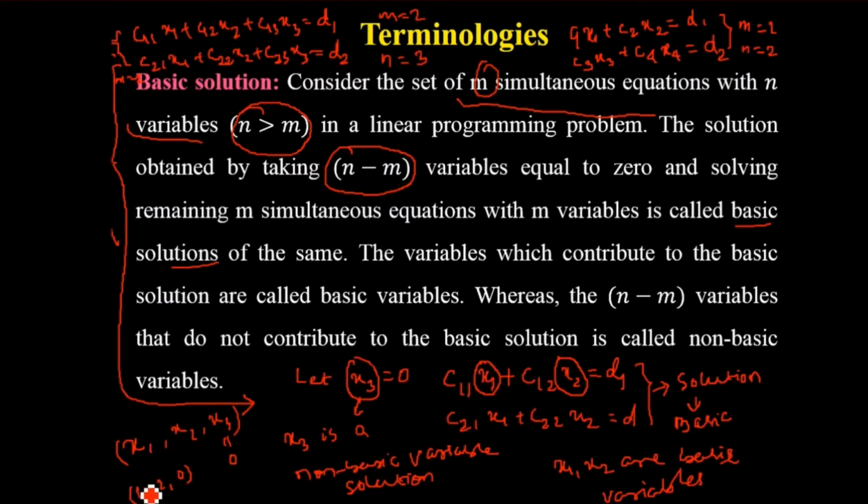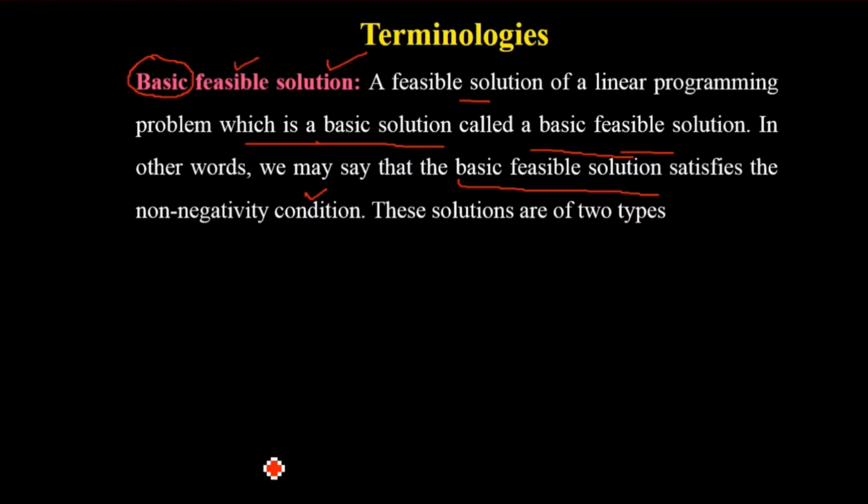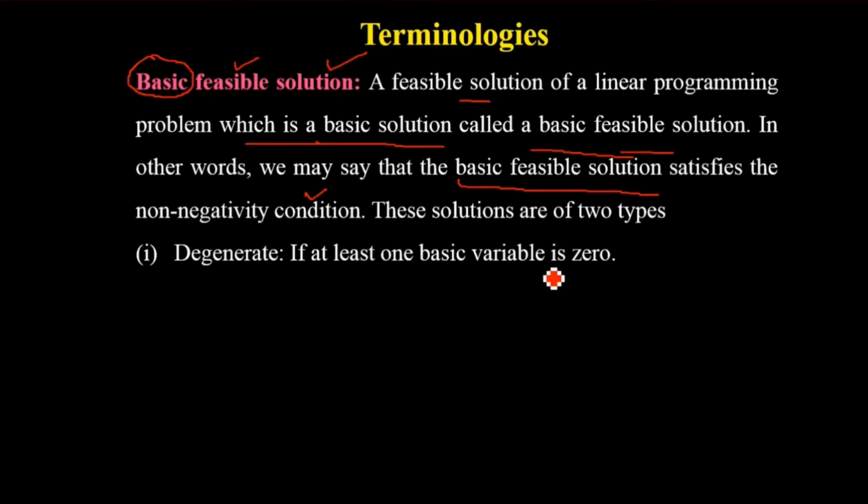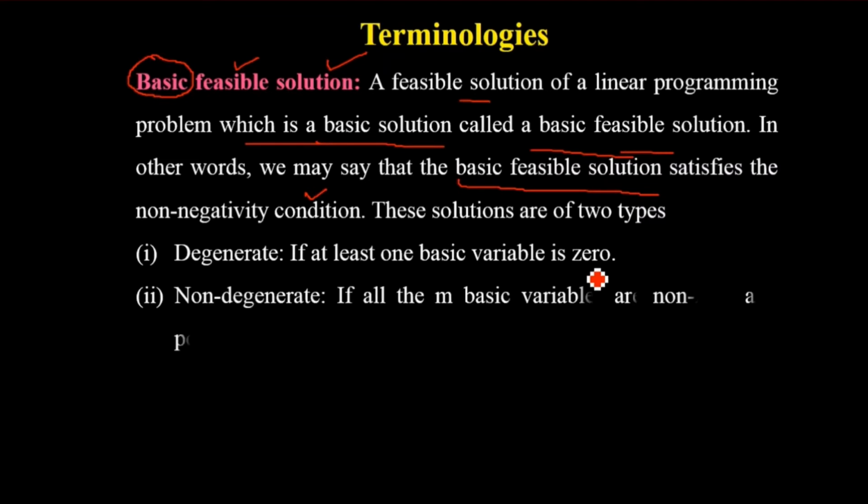Now out of this, for example, x1 and x2, if any one of them is also 0, like if you take 1, 0, 0, this case is called degenerate. If at least one basic variable is 0, okay, all are 0, fine, but if at least one basic variable is 0, then it is called degenerate.